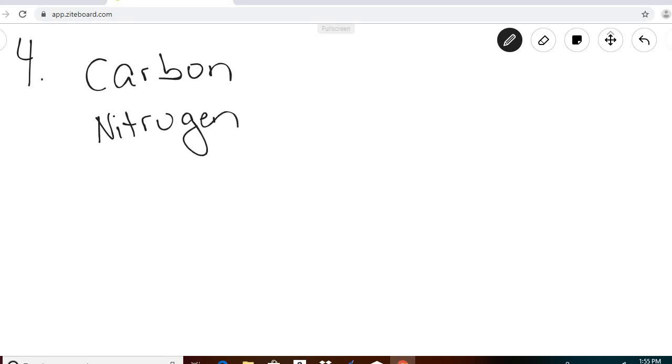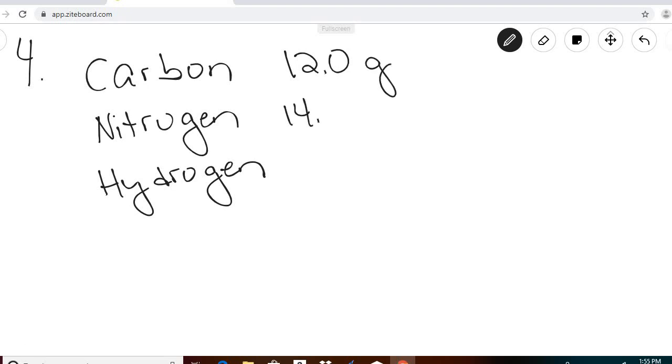Okay, number 4. A compound is decomposed into its constituent elements of carbon, nitrogen, and hydrogen. When it is decomposed, the problem tells us, you end up with 12.0 grams of carbon, 14.0 grams of nitrogen, and 3.0 grams of hydrogen. So then the problem asks us, what was the mass of the compound before it was decomposed?